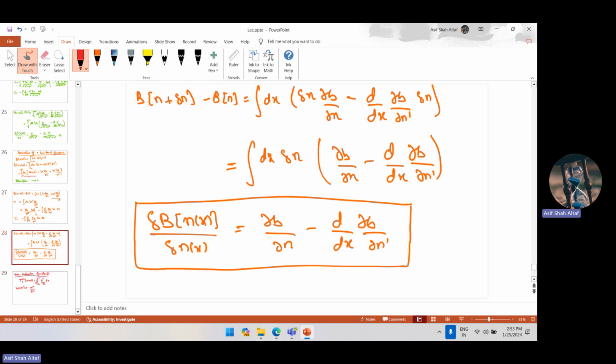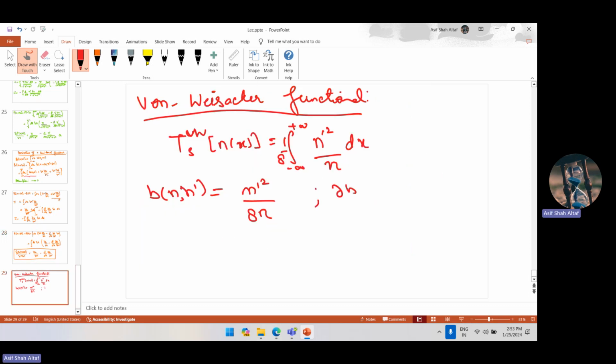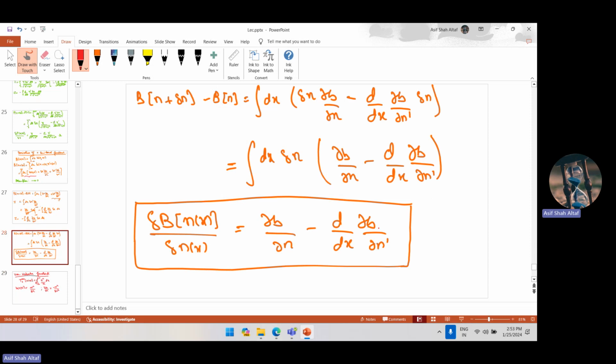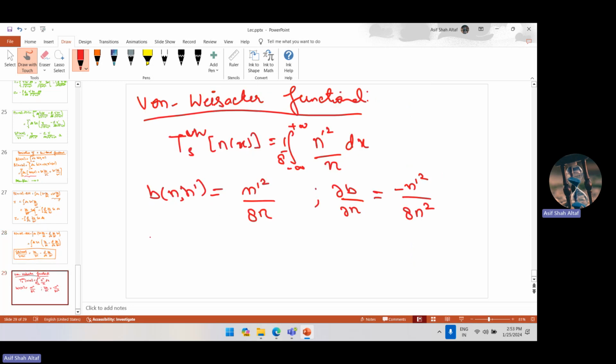Okay, then we need to calculate the derivative of this with respect to n. So if you calculate it with respect to n, it's going to be 8n square, right? And then we need to calculate the derivative of the same thing with respect to the derivative of the electron density, that's n dash in this case. So it is going to be 2n dash by 8n, which will be just n dash by 4n, right?